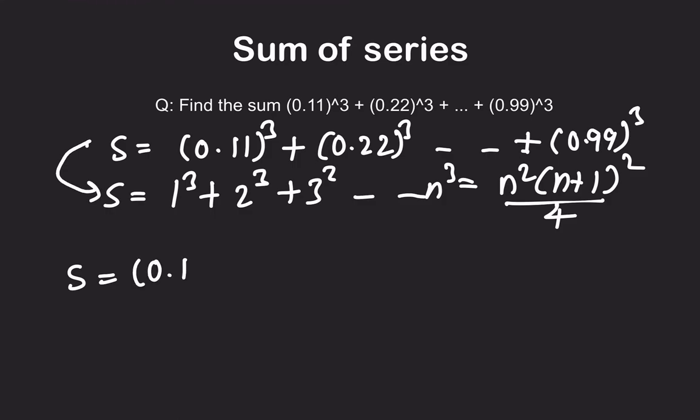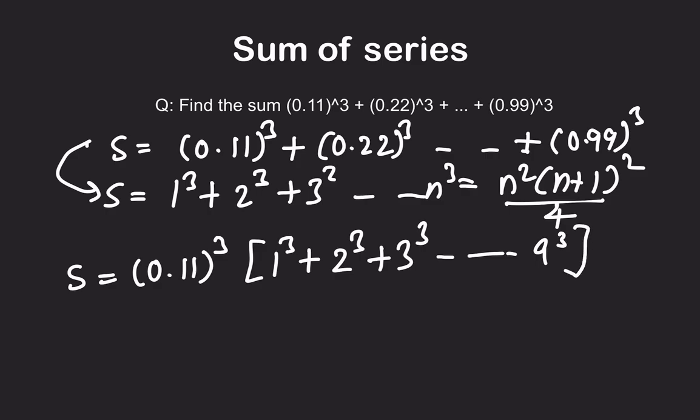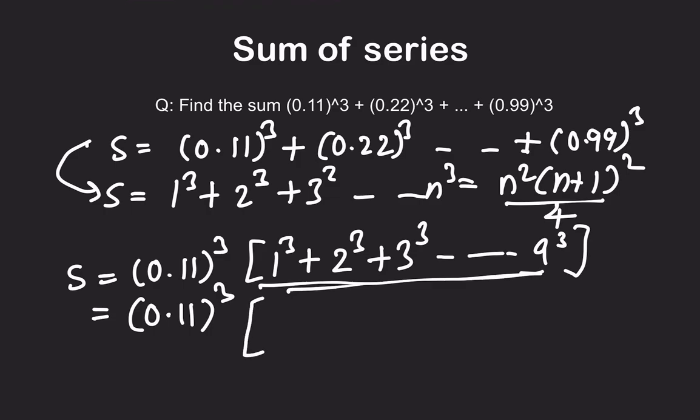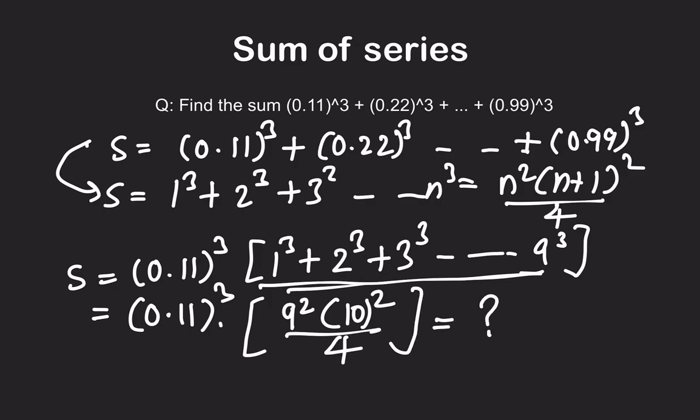If I take 0.11 cube as common, I will be left with 1 cube plus 2 cube plus 3 cube up to 9 cube. So this is 0.11 cube times that. Can I apply the formula for this? Yes. And the formula is n square, that is 9 square, times 10 square, meaning (n plus 1) square, divided by 4. So the answer I get from this is the answer I am looking for.